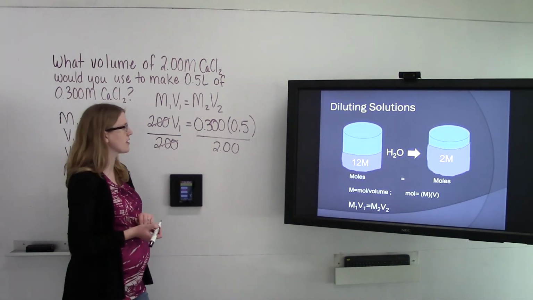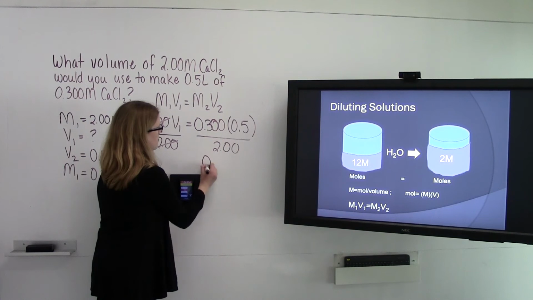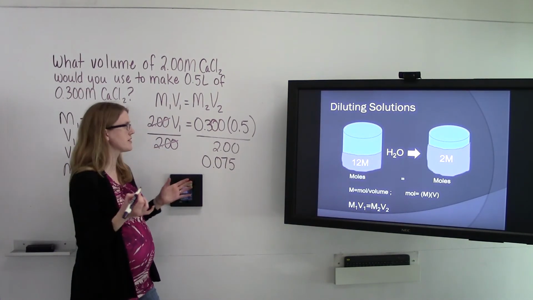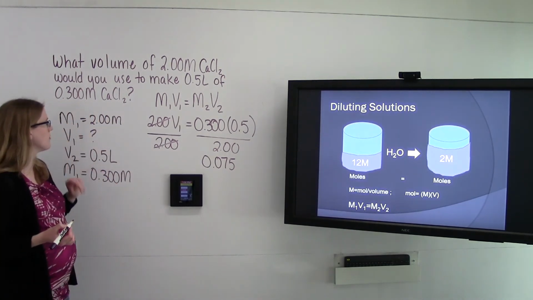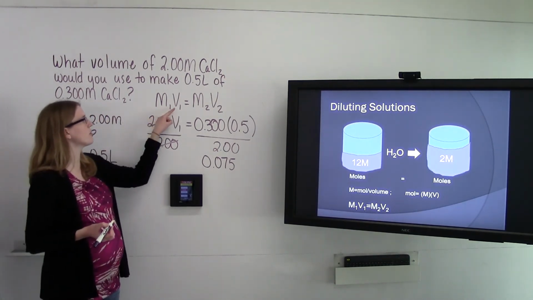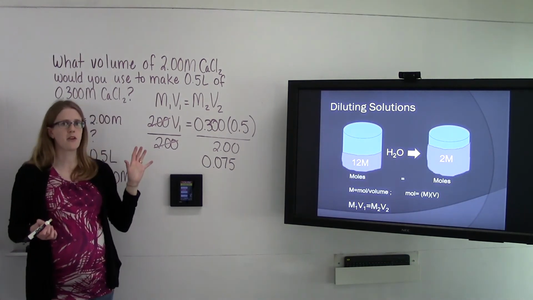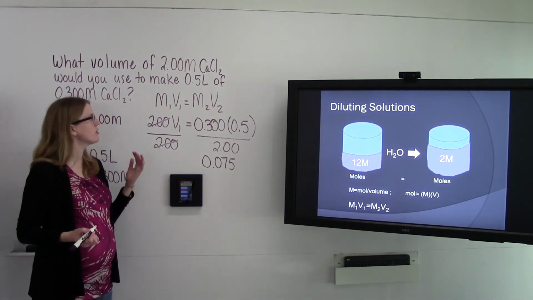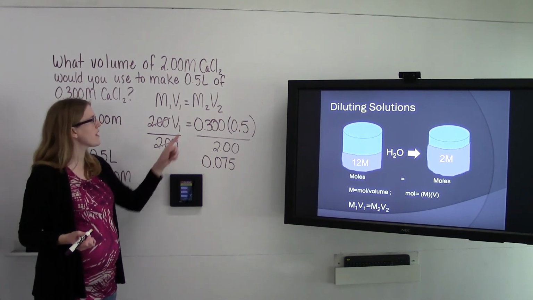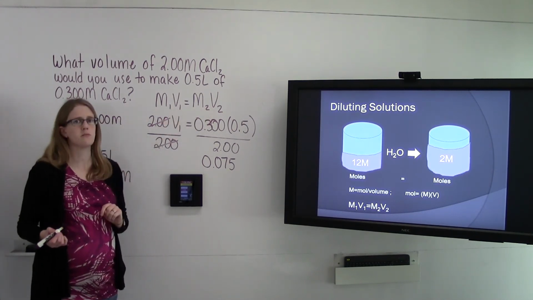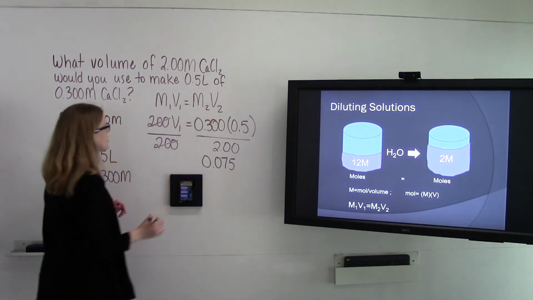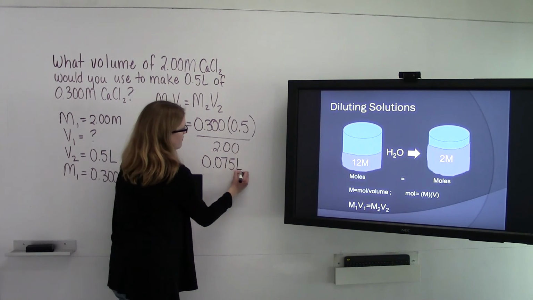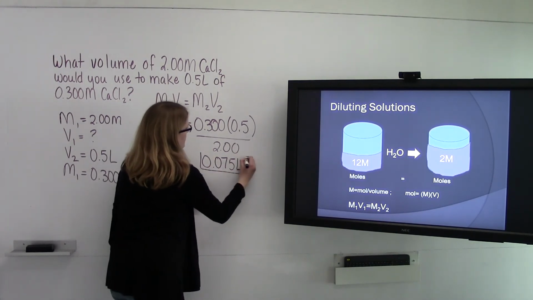When you put that in your calculator, you get 0.075. Don't forget your unit. Okay, let's look at this. Our unit needs to be a volume. Now, it doesn't matter what unit you put in for V, as long as they are both the same. So you can be in milliliters, you can be in liters here. The most important thing is whatever this unit is, this unit should be the same. So V2 was 0.5 liters. That means this one has to be 0.075 liters. And there's our answer.